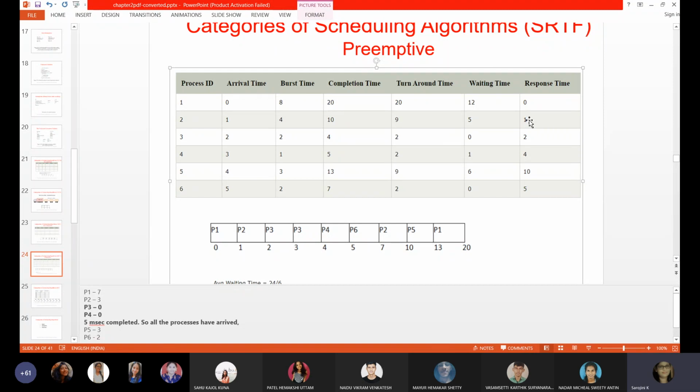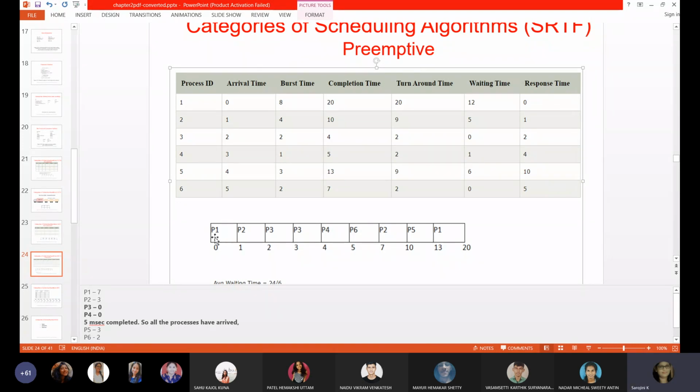Let me see the other processes also, then it will be clear. Process P3 entered at 2 milliseconds, and it got a chance to use the CPU at 2 milliseconds. Instead of comparing with the arrival time, just by seeing the Gantt chart itself, you can say, students, what the response time is. It is when the process first got a chance to use the CPU.